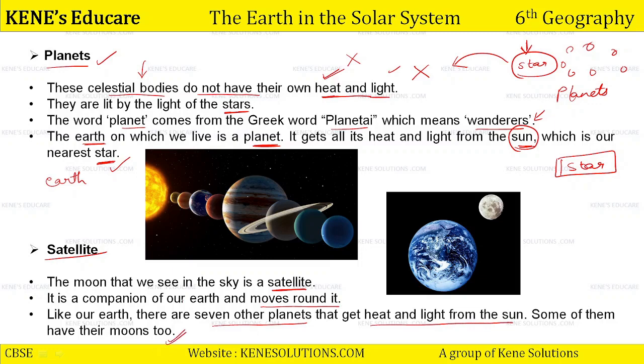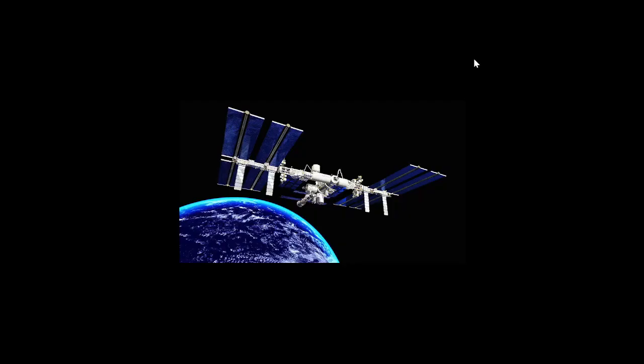Okay. Now you must be wondering, ma'am, ye satellite to hum logon ne kuch aur hi dekha hai. सैटेलाइट तो एक ऐसे मशीन टाइप का होता है which goes into the space with the help of some rocket and something. Okay, that is a man made satellite. That is a man made satellite. I show you a picture. See, this is a man made satellite. ठीक है, ये एक नकली सैटेलाइट है. बेसिकली नकली हम इसलिए कह रहे हैं क्योंकि इसे हमने बनाया है. ये नेचुरली नहीं बनी है.